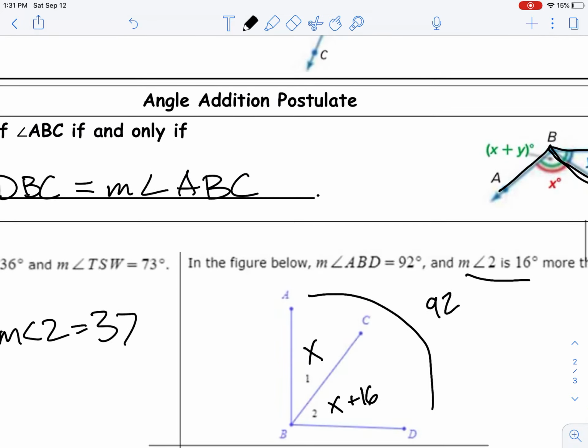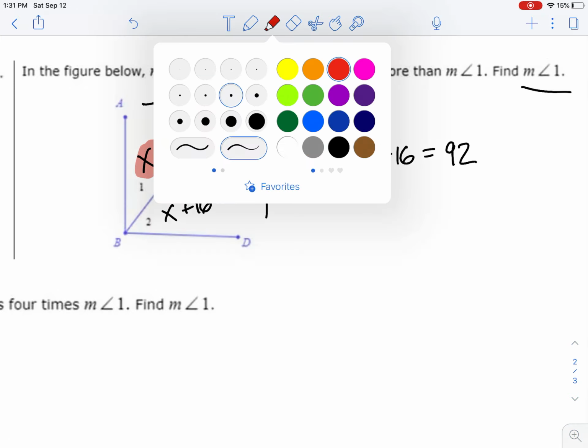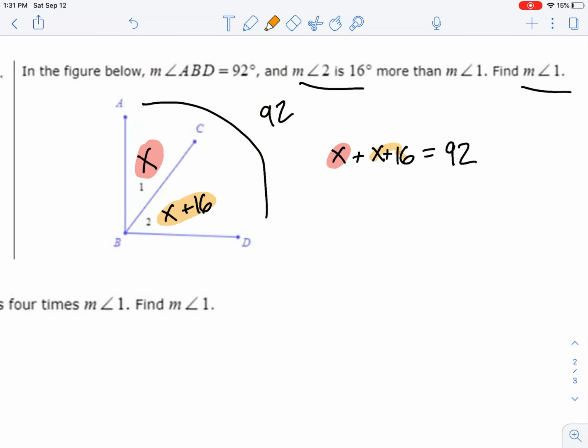Now what I'm going to do is I'm basically going to use my angle addition postulate, and I'm going to say, well, that's angle 1, or x. We said that was the same, right? We just defined it as x, plus angle 2, which is x plus 16, equals 92. Again, let me highlight this and maybe it'll make more sense. I'm taking this one, which is the same as this, adding it to this, which is this, and that's going to equal the whole thing, which is that.